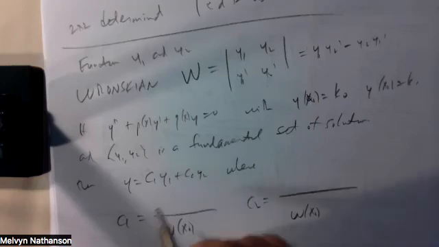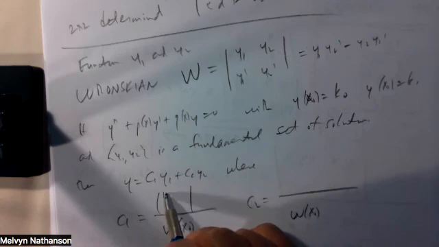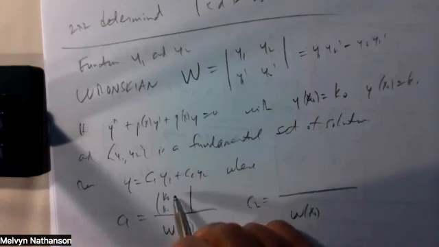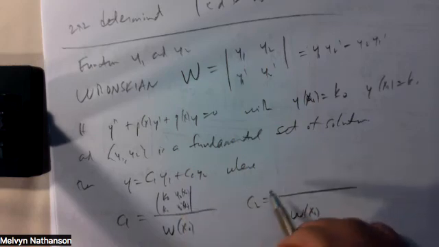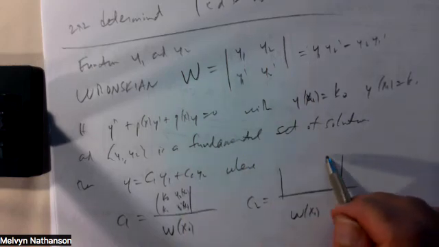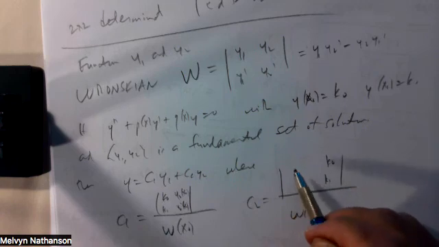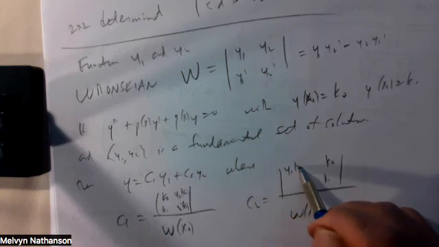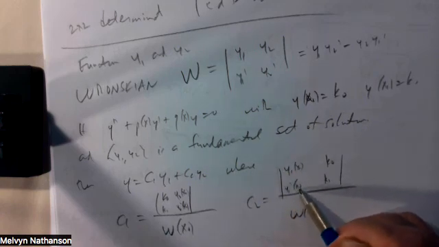And the numerators are the determinants k0, k1, y2 of x0, y2 prime of x0, and k0, k1 in the second column, y1 of x0, y1 prime of x0.